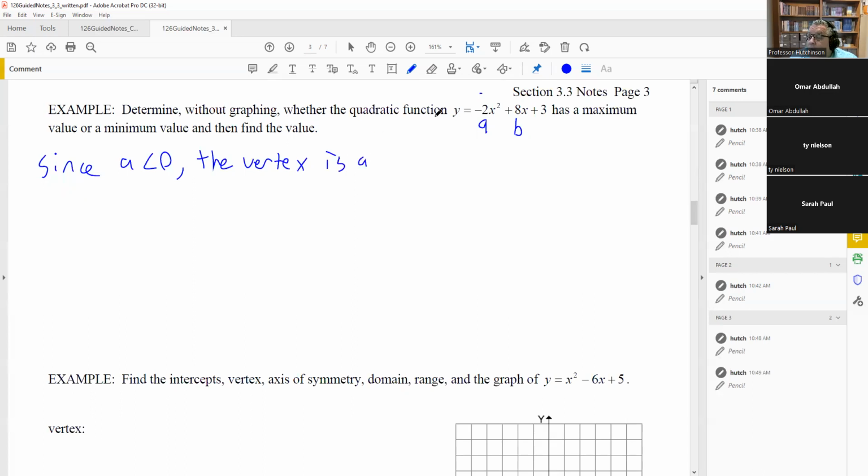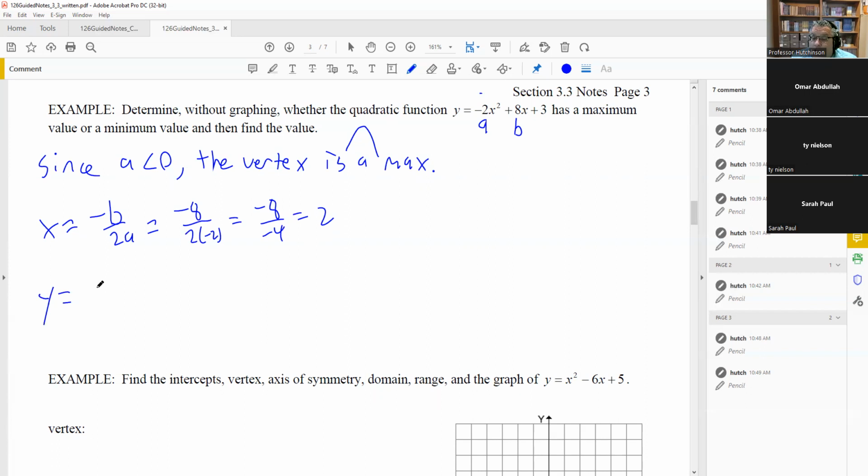So the vertex is a maximum value. That's because the parabola is a U shape that opens down. If it opens down, which it does here because the a value is negative, then the vertex is going to be a max. So now we have to find the vertex by using the -b/2a formula. So we have -b is -8 over 2 times a, 2 times -2. And the negatives cancel out, because we get -8/-4, which is 2. So your x value is +2.